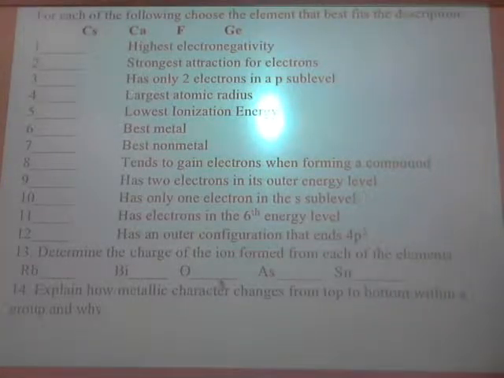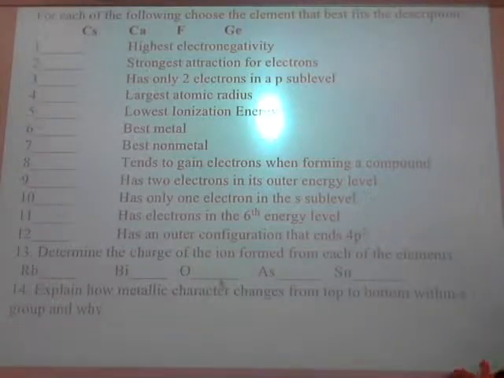They'll say, restating the question, metallic character changes from top to bottom within a group because of the atomic size and the shielding effect. And they'll be surprised if they get points off for that. Let me say it again. But I did everything right.